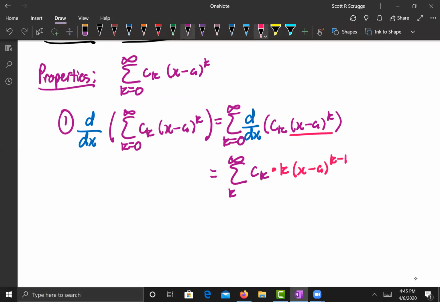But because I'm taking the derivative of a power series, I'm actually going to start off at 1. The reason why I'm starting off at 1 is because if I plug in 0 to my original power series, I'll just have c of k. And because that coefficient is a constant with respect to x, I get 0. Thus, I start off my new power series at 1 and not at 0.